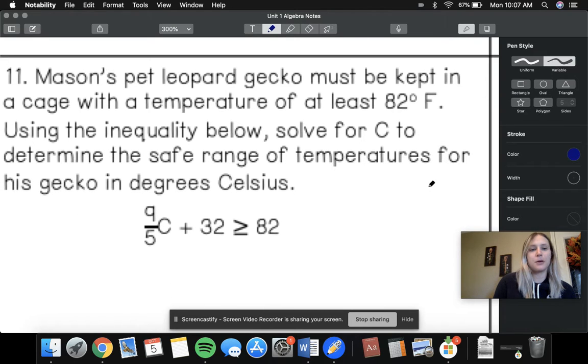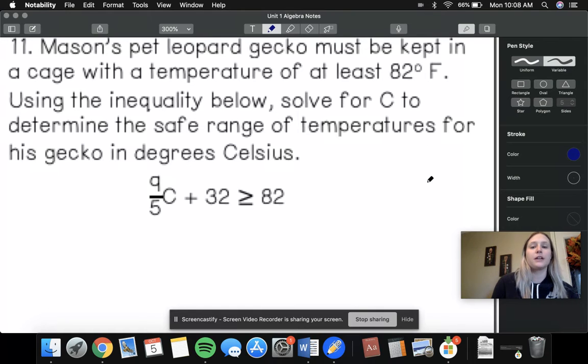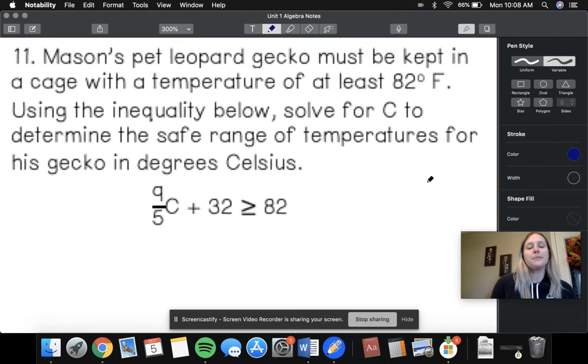All right, for this next problem, Mason's pet leopard gecko must be kept in a cage with a temperature of at least 82 degrees. Using the inequality below, solve for C to determine the safe range of temperatures for his gecko in degrees Celsius. Okay, so it says 9/5 C plus 32 is greater than or equal to 82. Again, it says at least 82. So this amount needs to be at least, so bigger or equal to 82 degrees.